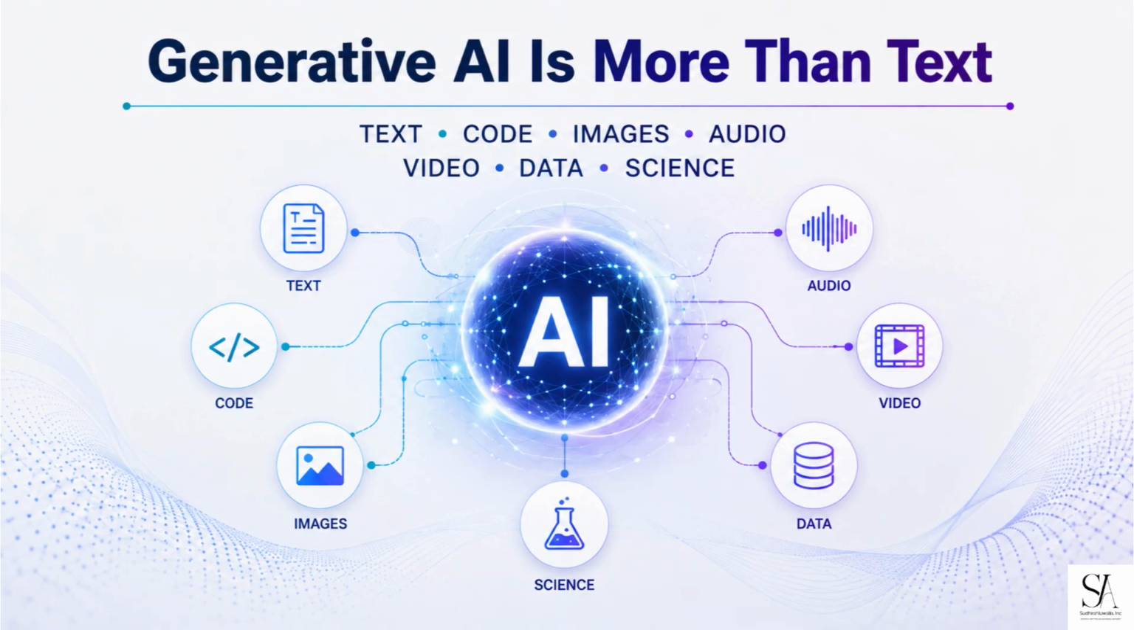Generative AI can now produce or transform many different forms of information, including written language, software code, images, speech, music, video, designs, synthetic data, and even candidate scientific structures. And increasingly, these different forms of information are beginning to come together within the same AI system. Let us begin with the form of generative AI that most people encounter first: text.